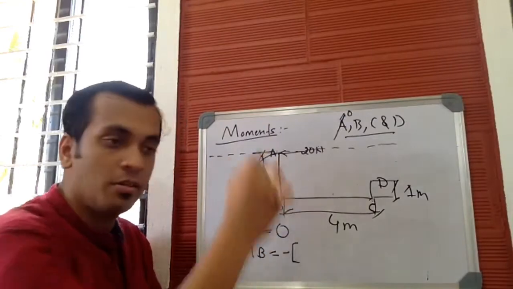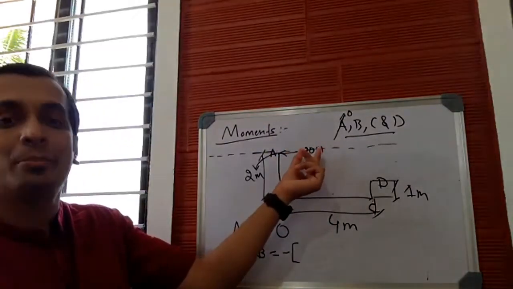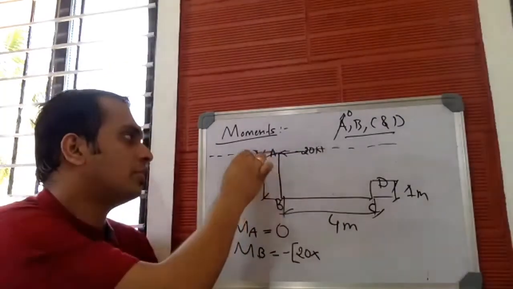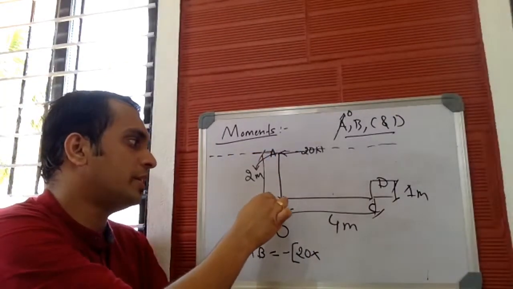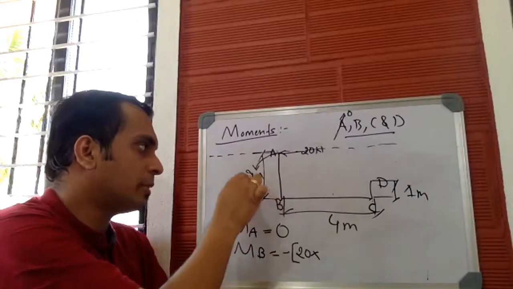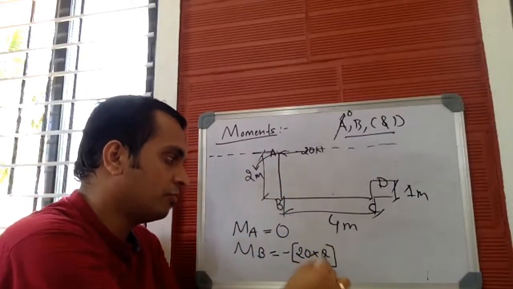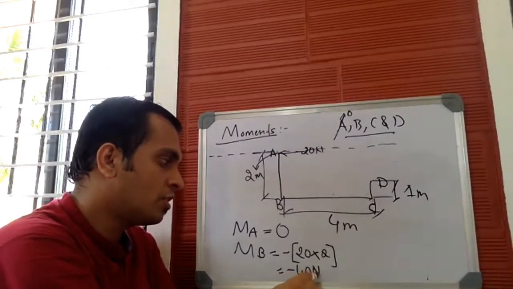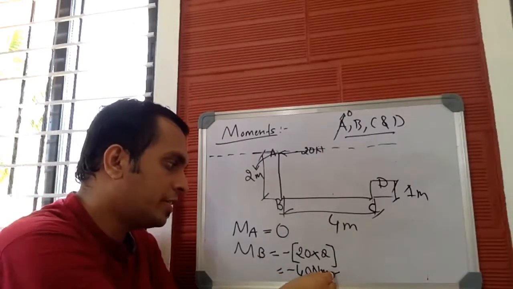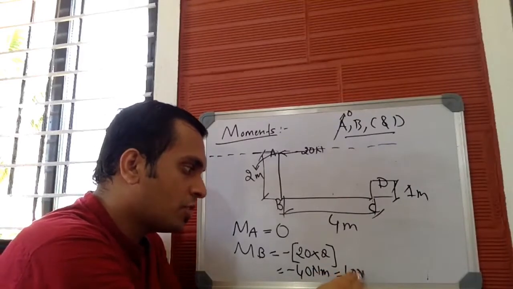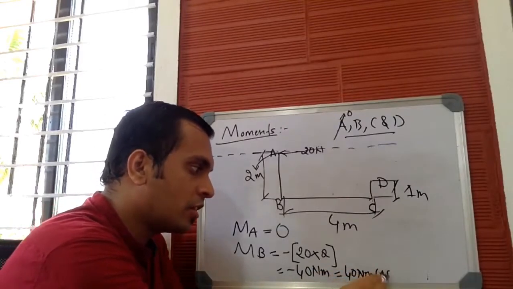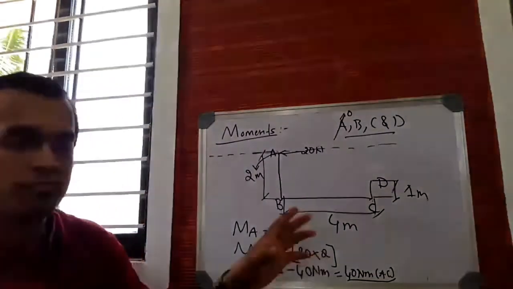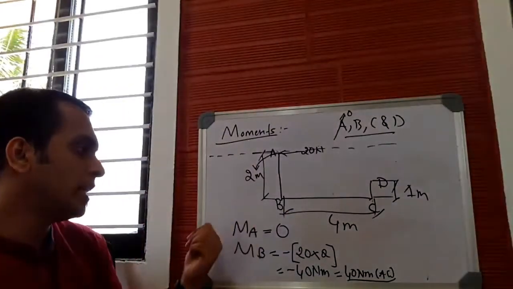Minus, put the bracket, write only the magnitude. The magnitude is 20, no direction, only magnitude, into the perpendicular distance from the line of action of force to the point B. This is the line of action, this is point B. What's the perpendicular distance? It is 2. So the moment will be minus 40 Newton meter, or you can write it as 40 Newton meter anti-clockwise. Hope this is clear. So we got moment about A, moment about B.